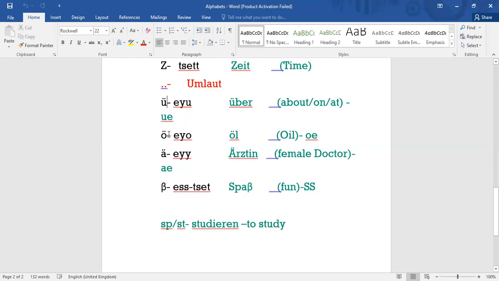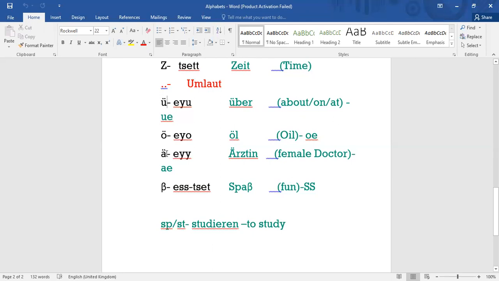Okay, next we have O umlaut. This will give the sound of 'yo', not O only. So this is Öl, Öl, which means oil in English. And similar to UE, you can also write O umlaut as OE. But again I'm repeating, prefer to always write O umlaut with these 2 dots only.